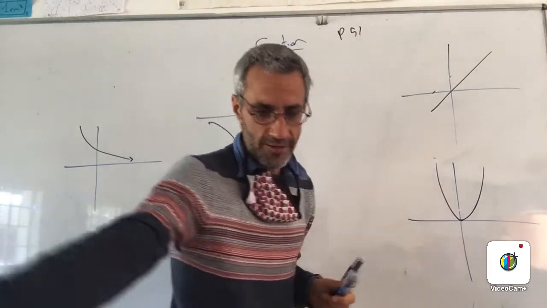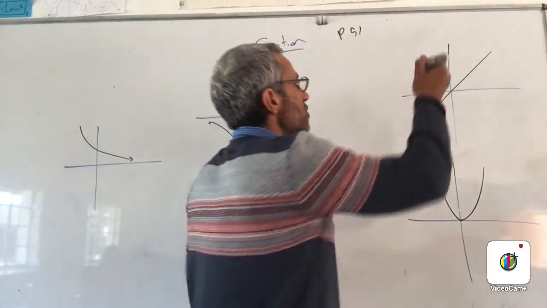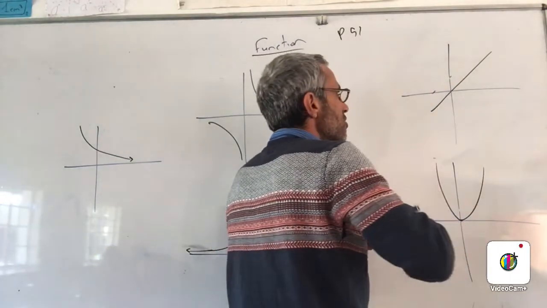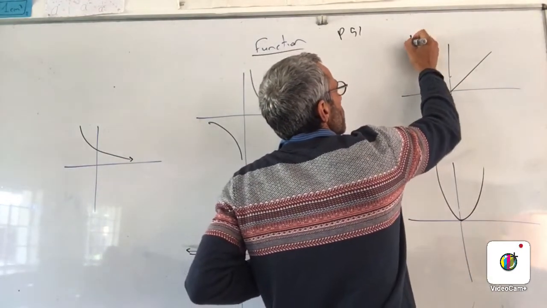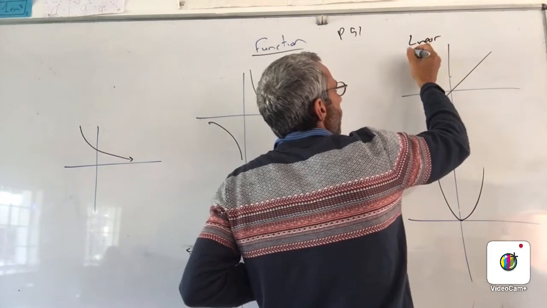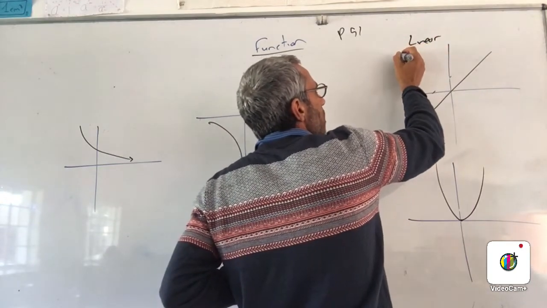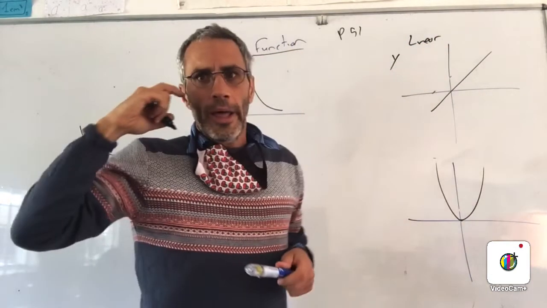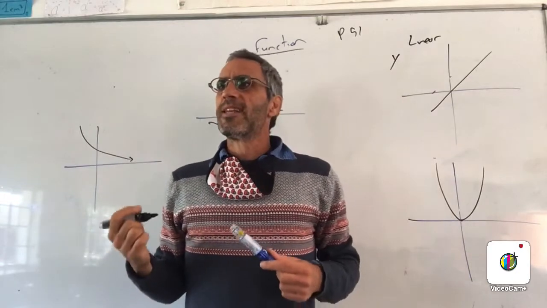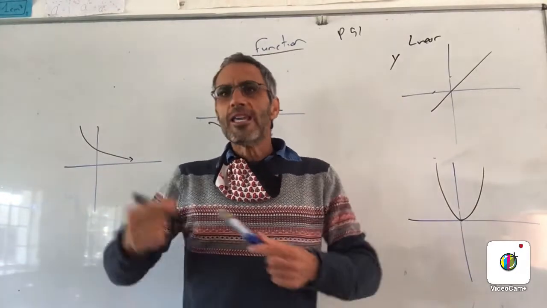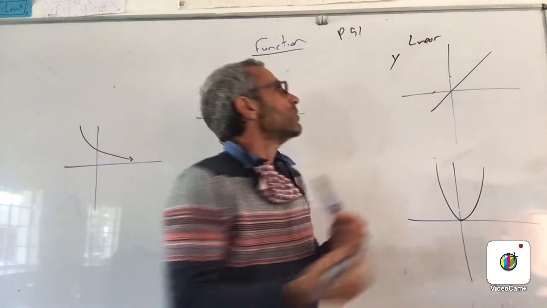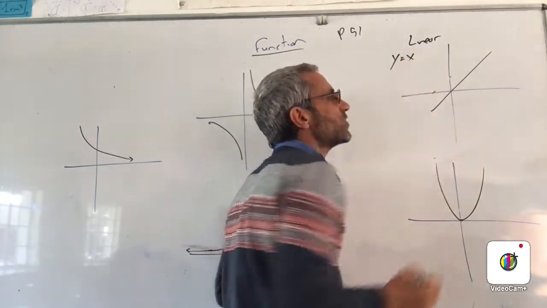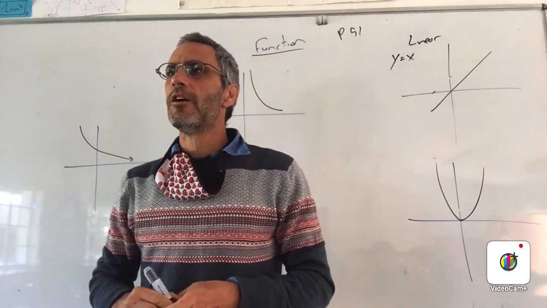Linear. Good. We're on page 51, so you can look and feel very good about yourself. This one is called linear. And more importantly, how do we write it? Every graph can be represented as a function of y equals something to do with x. So y equals x. That's the most simple linear function.